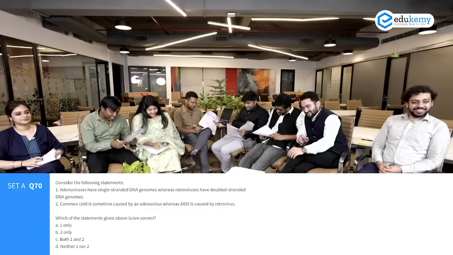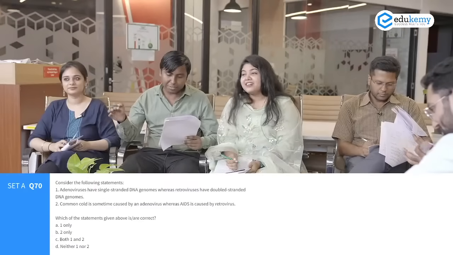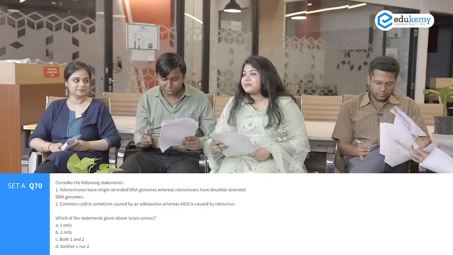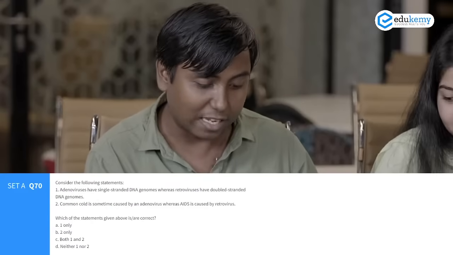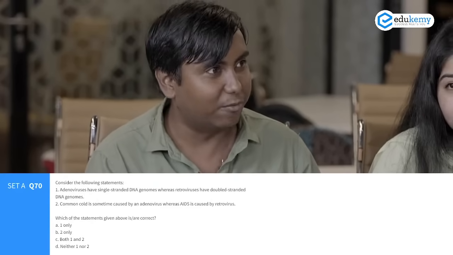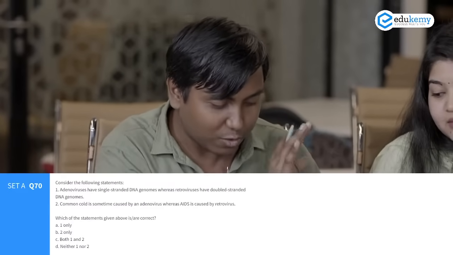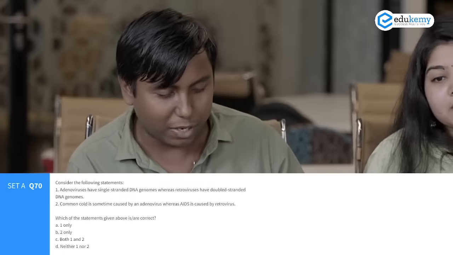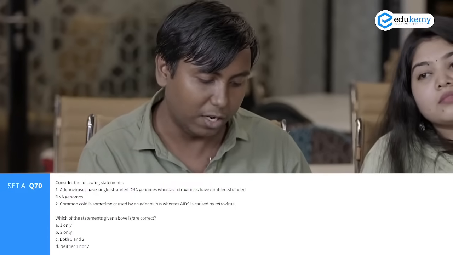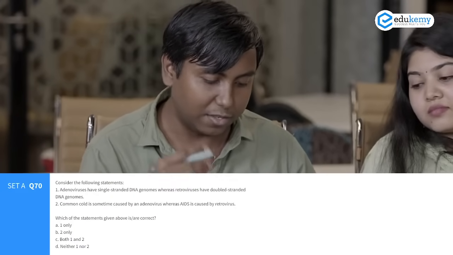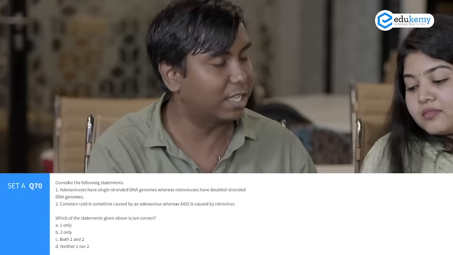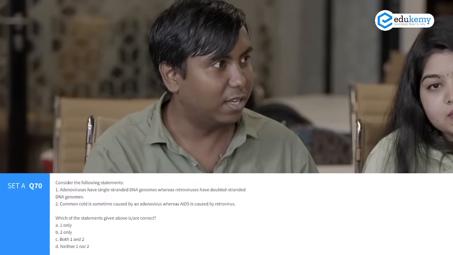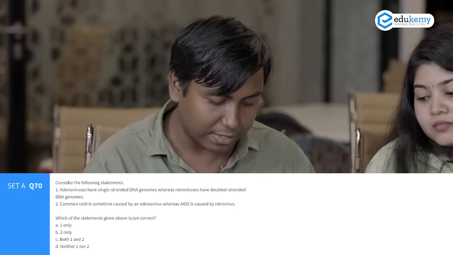Okay, so the statement is that adenoviruses have a single-stranded DNA genome. The moment I read this statement, the question is solved, because adenoviruses are double-stranded DNA viruses. So you have to be very careful. Again, the same play: adenovirus is single, it's double, and retroviruses have double-stranded DNA. It's reversed. They just played with this, they reversed the game, so one is incorrect.